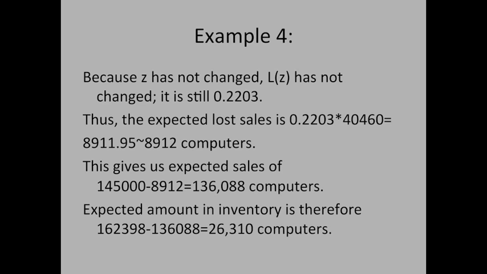We have expected lost sales. We have, of course, mean demand. We can find expected sales. Expected sales is just mean demand minus expected lost sales, so 145,000 minus 8,912 equals 136,088 computers. From here, we can also find the expected amount remaining in inventory at the end of all this. That is going to be the amount we order, 162,000 and change, minus our expected sales of 136,088. As a result, we have about 26,300 computers that we expect not to sell, that we expect to have in inventory at the end of our time period.